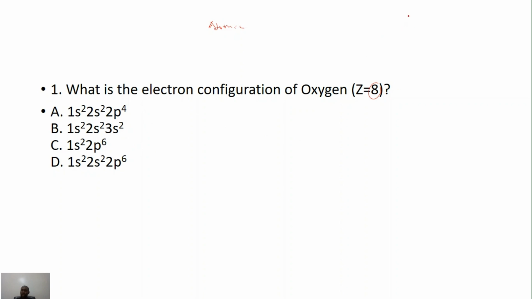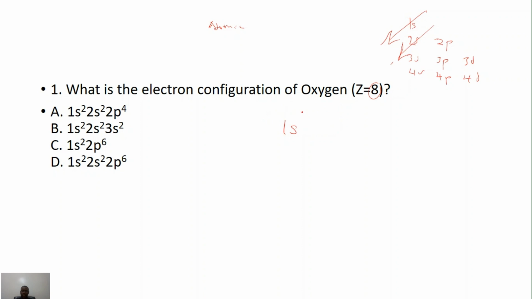Recall we drew the different energy levels like this: 1s, 2s, 3s, 4s, 2p, 3p, 4p, 3d, 4d, like this. Now let's write the electron configuration of oxygen. First of all, we go to the lower energy level, and from there we move to the higher energy level. This is the first lower energy level, 1s.